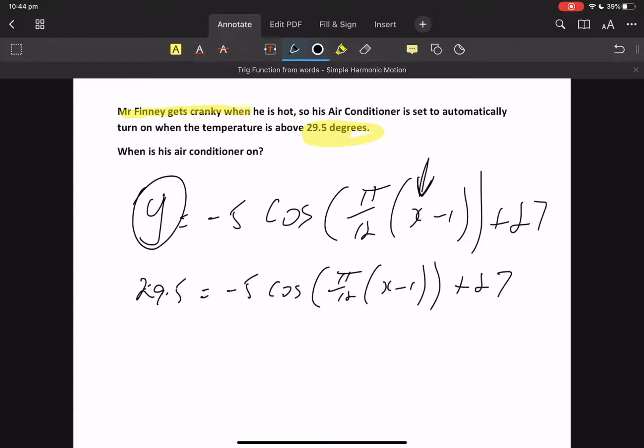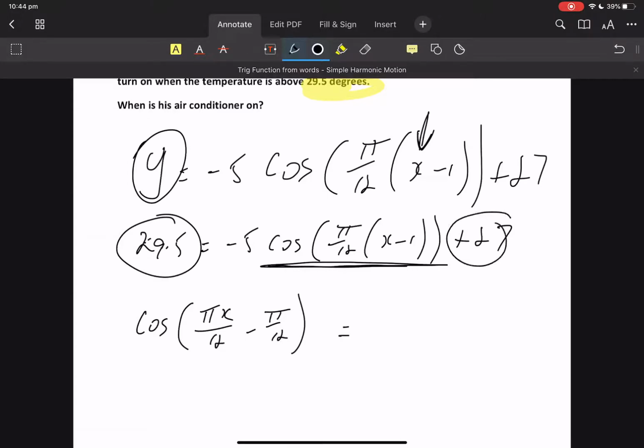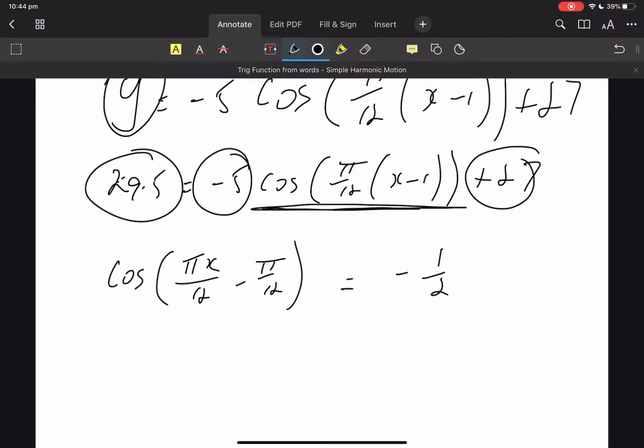So we're going to do this in one step. That cos pi x on 12 minus pi on 12. Let's just simplify that bracket. Let's get the 29.5, subtract 27, and then divide by minus 5. We're big boys and girls, we should be able to do that in one foul swoop. And we get minus a half. Oh my gosh, it's like I've engineered it because you are going, that's an exact value triangle.